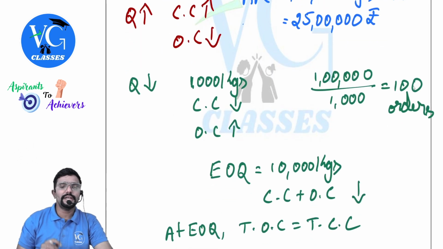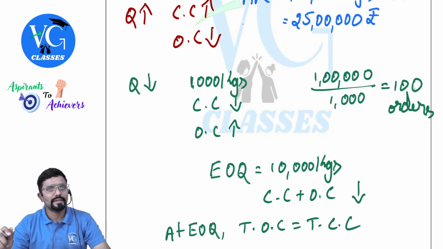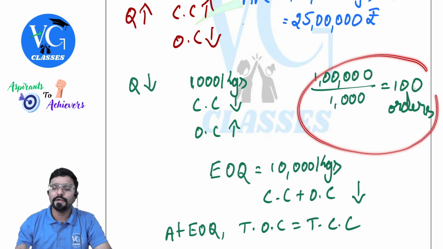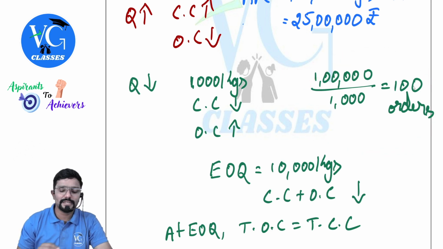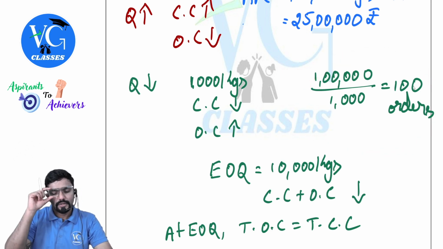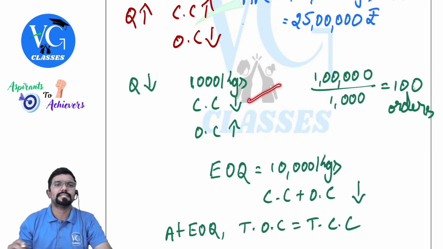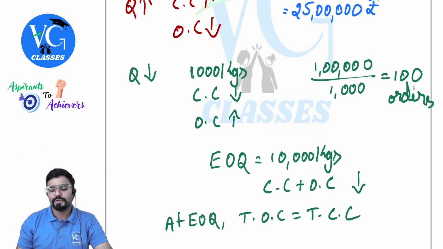Next, if quantity is lower, I am placing orders, assume only for 1000 kgs at a time. Then how many orders would be there? 100 orders. As the orders are more, ordering cost would be more and carrying cost would be less. Now I want to balance a strike between both of these.